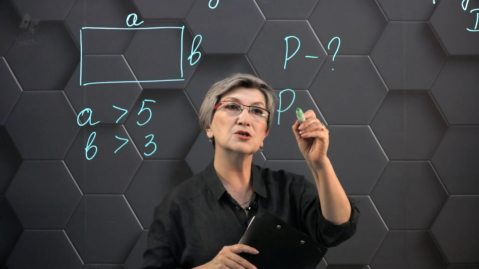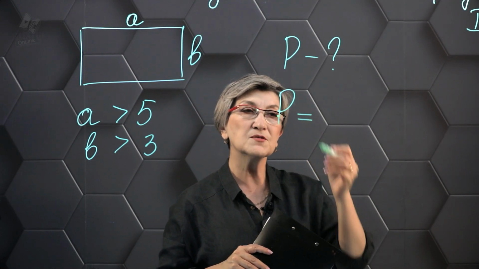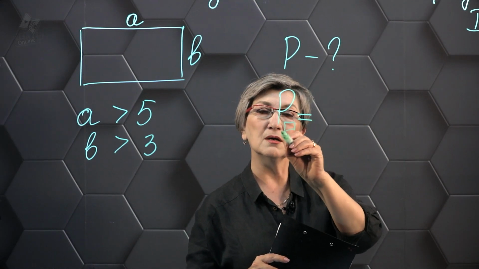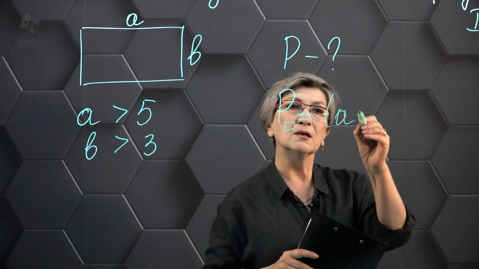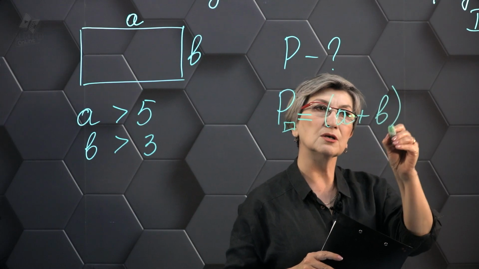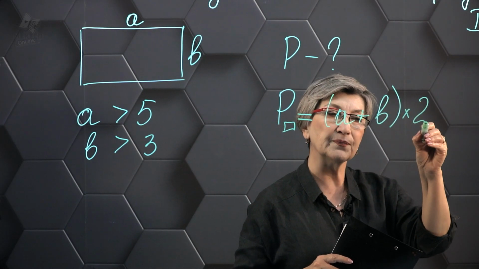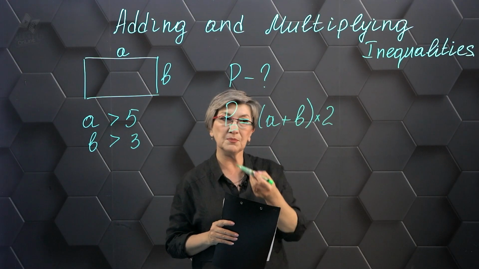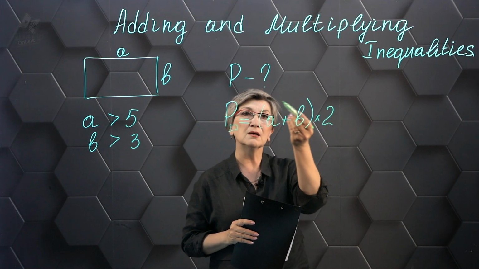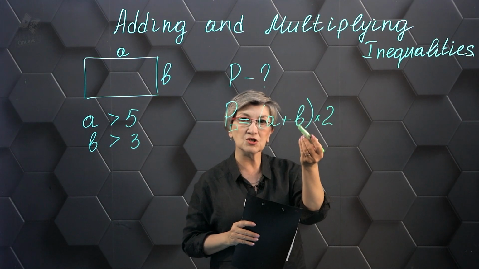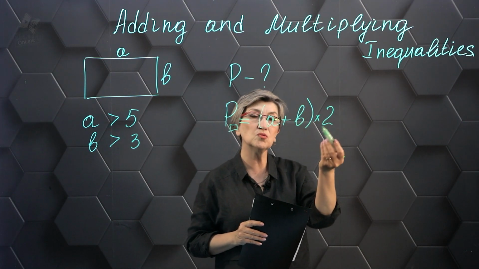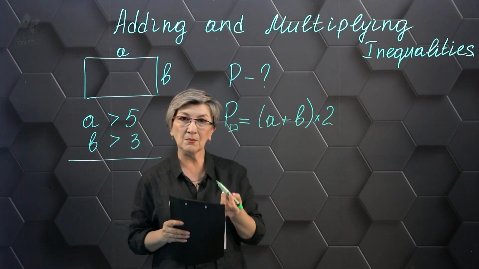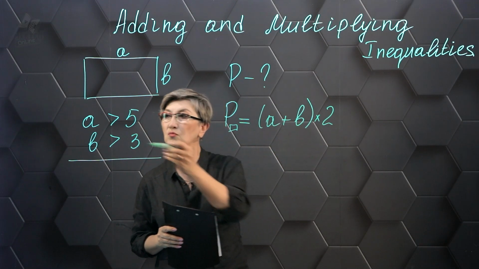To address this problem, we will first review the formula for determining the perimeter. The formula for calculating the perimeter of a rectangle is the sum of the length and width multiplied by 2. So, to determine the perimeter value, we should calculate the sum of the length and width, and then multiply this sum by 2. Thus, as a result, we use the rule for calculating the sum.